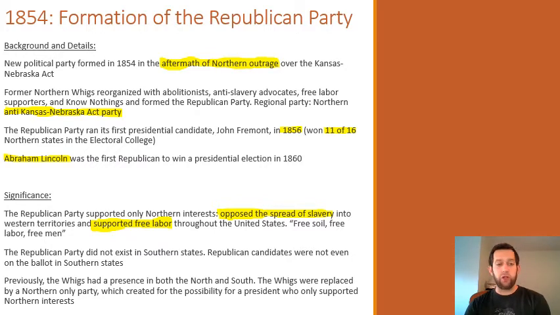It's also important to note that the Republican Party did not exist in the South. So the Republican Party was a Northern-only political party because people in the South wouldn't be caught in their right mind believing in what the Republicans believed in, right? So in 1860, when Abraham Lincoln runs for president, you can't vote for Abraham Lincoln in the South, even if you want to. He wasn't on the ballot. That's how unpopular the Republican Party was in the pre-Civil War South, right?